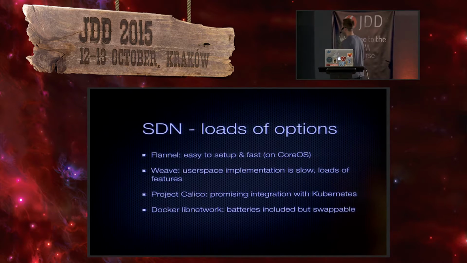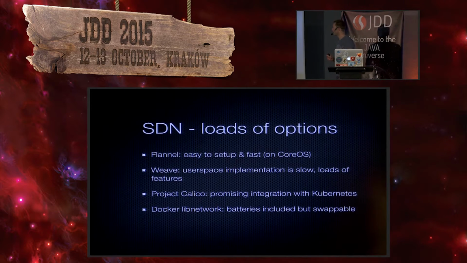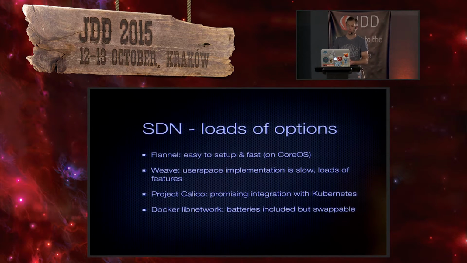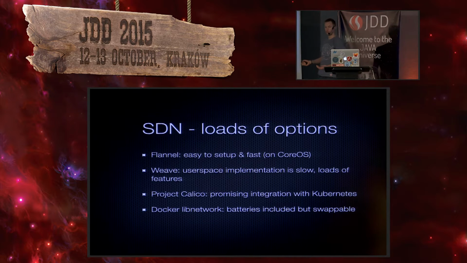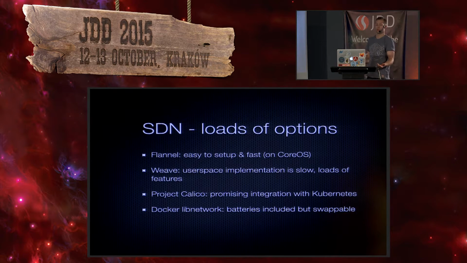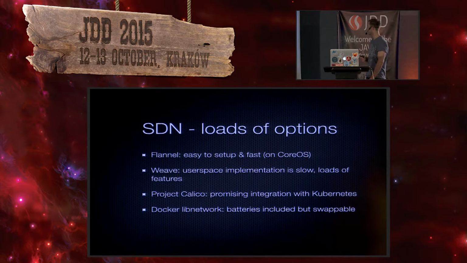So we have a lot of options if you start looking at SDN. We currently use Flannel because it's very easy to run and set up on CoreOS, and that's what we use. Weave is another nice option which has a lot of features. The problem with Weave is that it's currently kind of slow. That's because it runs in user space, and that means there's some extra overhead going on. If that's a problem entirely depends on your situation, of course.